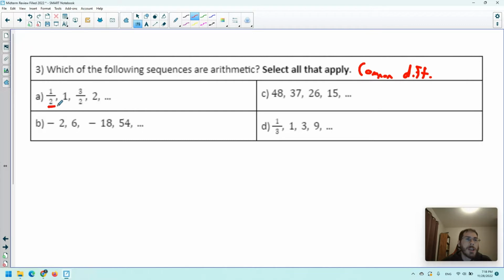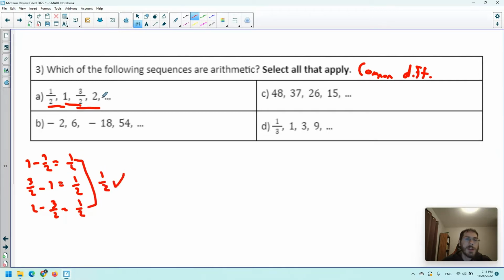So if we look at A, if I've got 1 and 1/2, the difference between that, 1 minus 1/2 is a half. Then if I do the next set, 3 halves minus 1 is 1/2. Then if I do the last set, 2 minus 3 halves is a half. These are all the same. These are all 1/2. So this checks out. So I'm going to pick A because those are all 1/2. I'm adding a half every time. For B, we can clearly see it's not going to work out because we're switching signs, but just for the sake of argument, let's go through it.